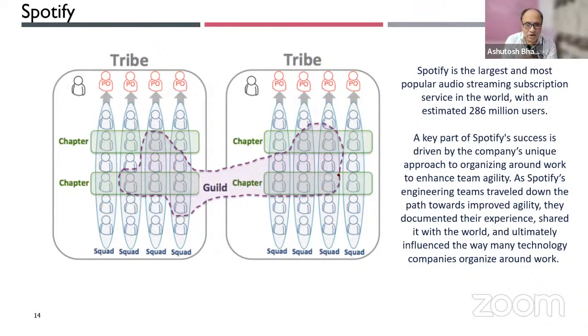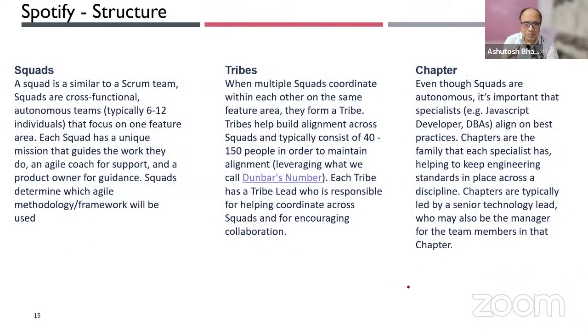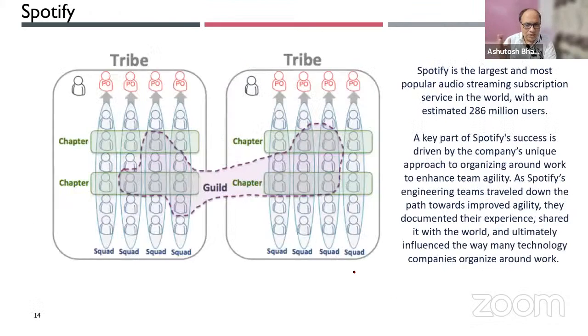And then we have a tribe. What is a tribe? A tribe is a collection of various squads. And the rule is that a tribe should be between 40 to 150 people, which is the famous Dunbar's number. Dunbar was a sociologist who said that generally when people are in a group up to 150, they tend to be together. But beyond 150, the group breaks and smaller groups emerge, right? So we have a squad, we have a tribe, we have a chapter.